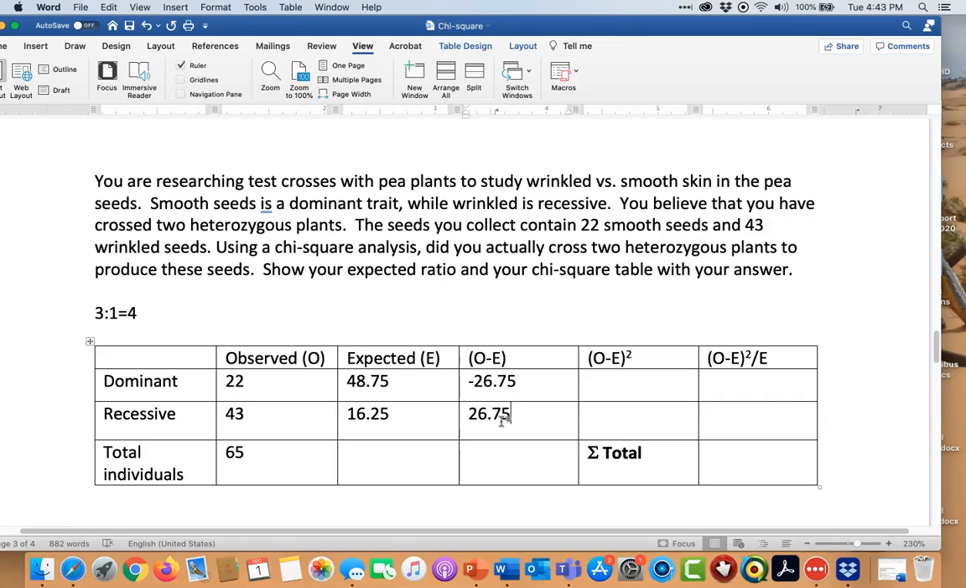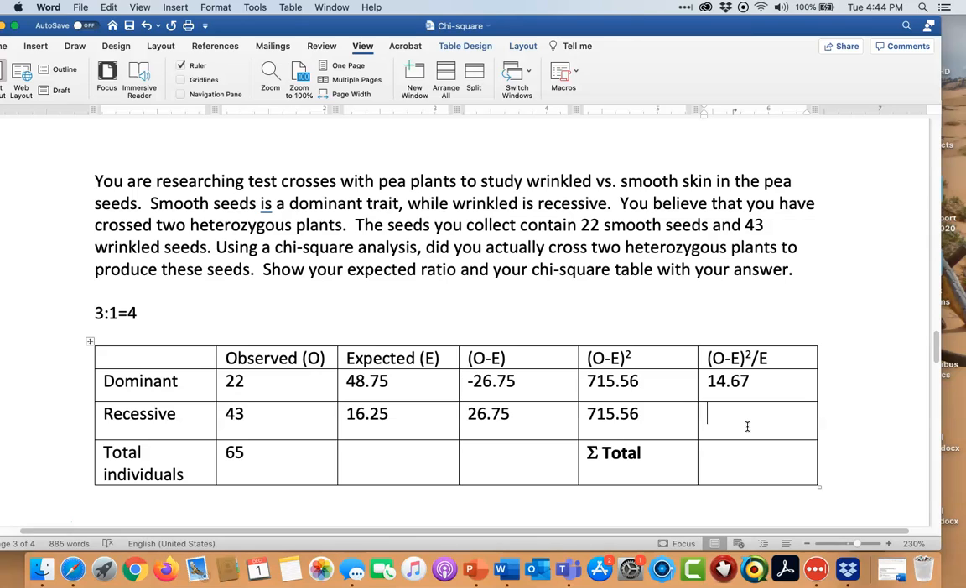26.75 for the bottom one there. Squared, each of those is going to be 715.56. So now we're going to take 715.56, divide it by our expected, which on top is 48.75. That gets us a value of 14.67.